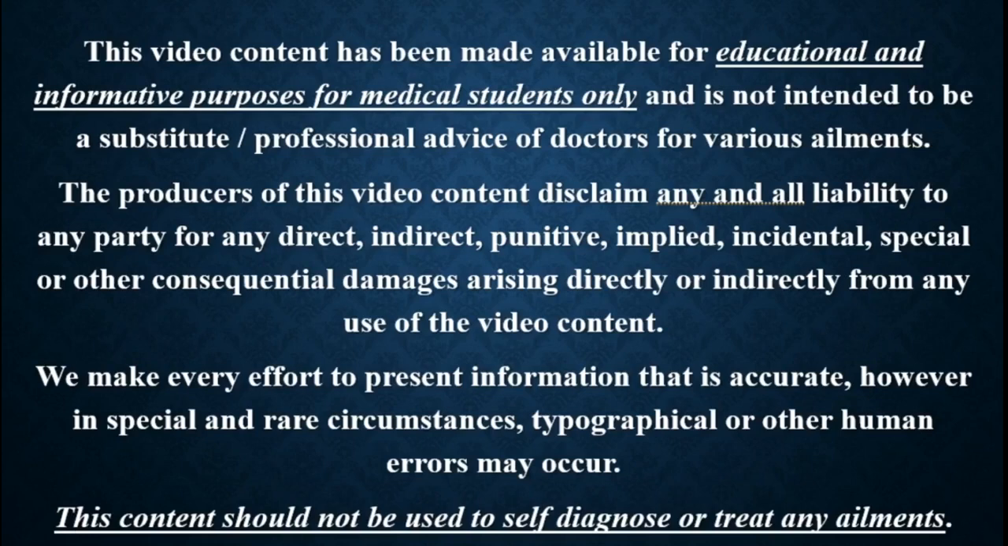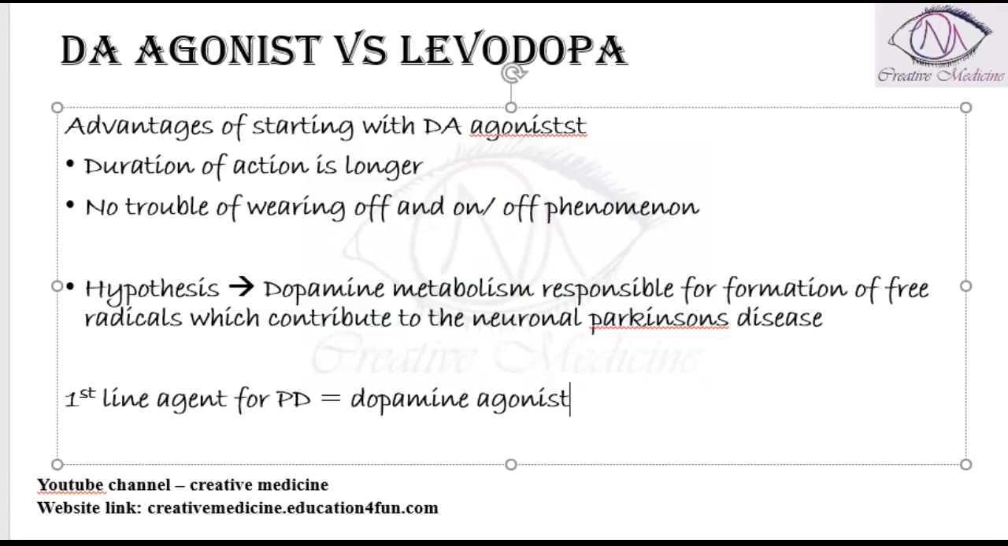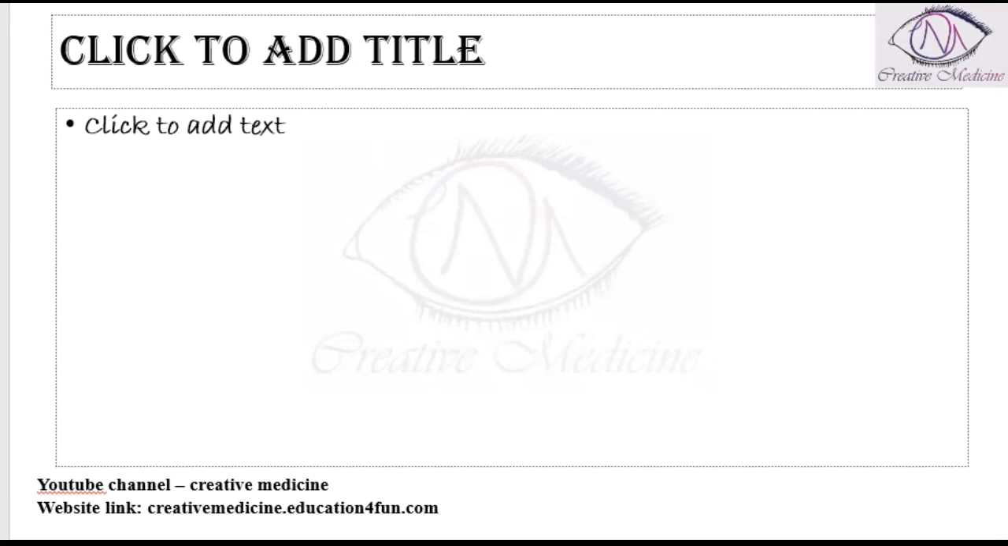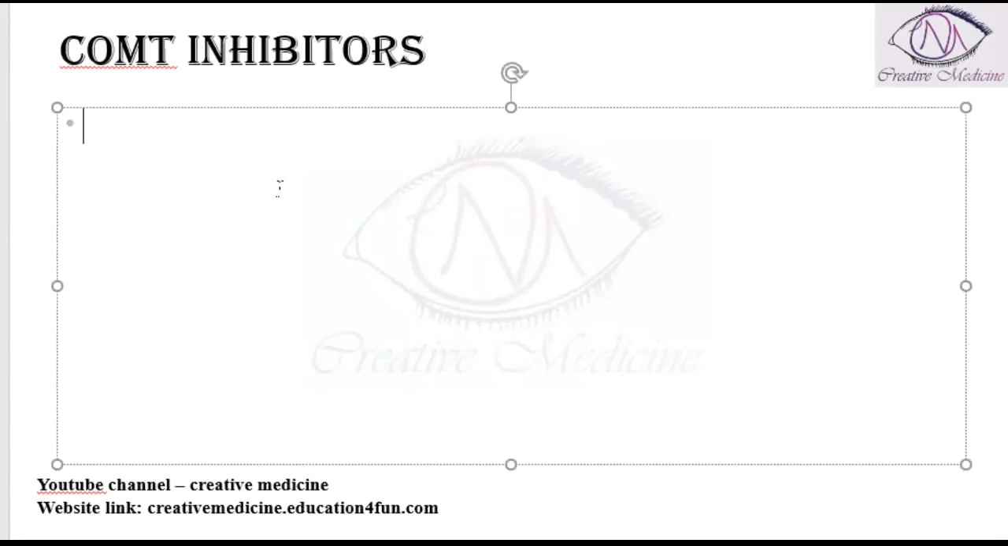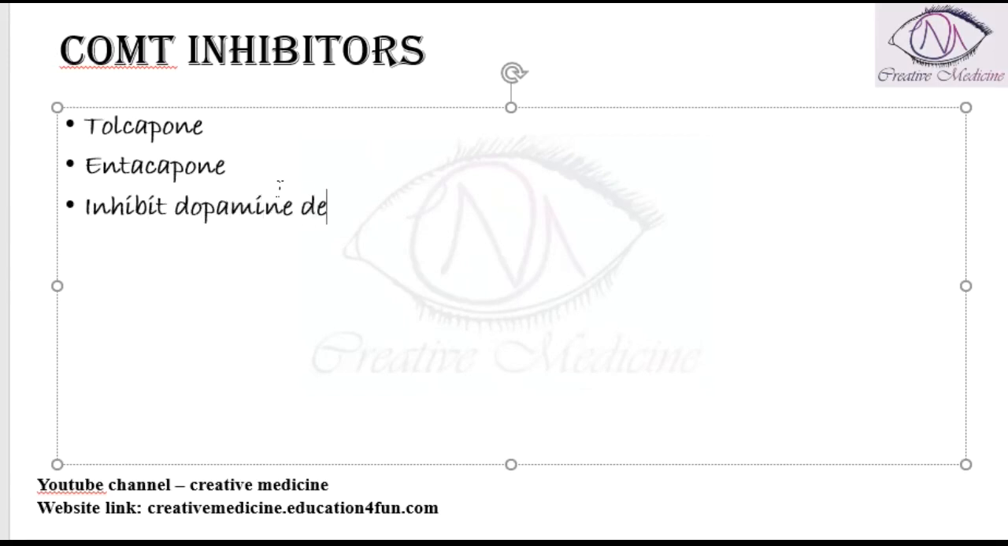In this lecture, we will learn about catechol-O-methyltransferase inhibitors. The drugs which are catechol-O-methyltransferase inhibitors are tolcapone and entacapone. Both of these inhibit dopamine degradation, because catechol-O-methyltransferase is the enzyme which is involved in dopamine degradation. So as a result, both these will inhibit dopamine degradation.